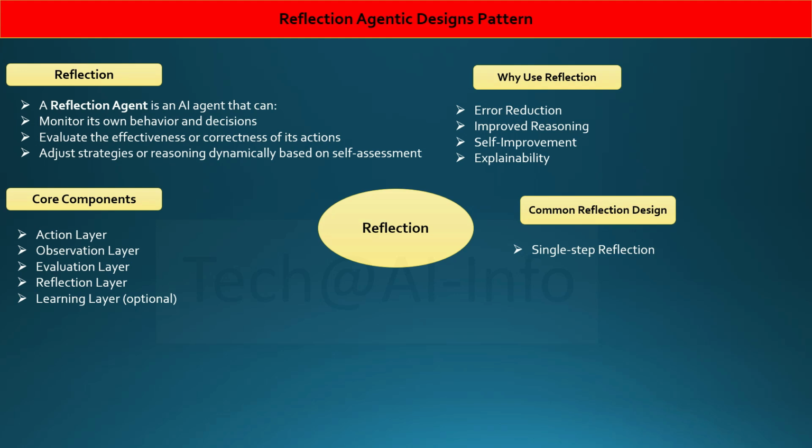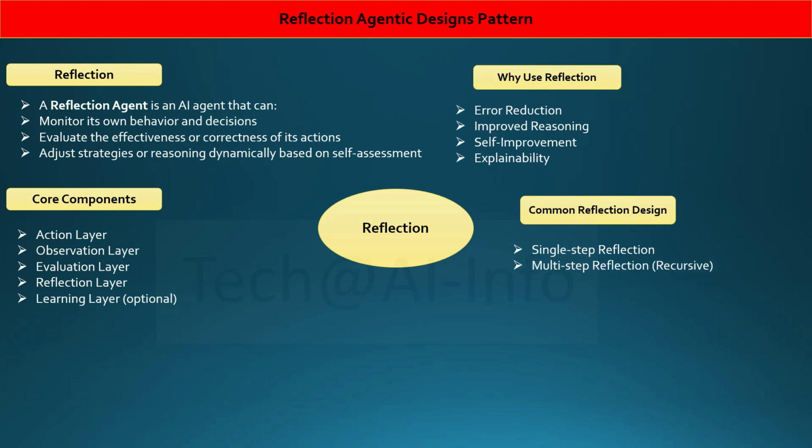So how does it work? The agent completes the task. For example, it generates the output, and the reflection step checks the quality, accuracy, completeness, and clarity. If any issues are detected, the agent makes one correction. This improved result is returned.